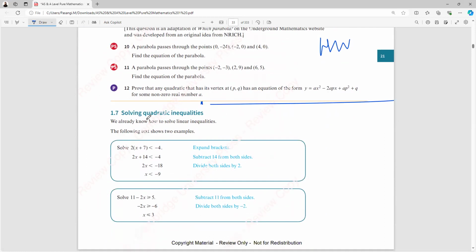Now here, try these ones and then try these ones and then let me know. So here for the solving.